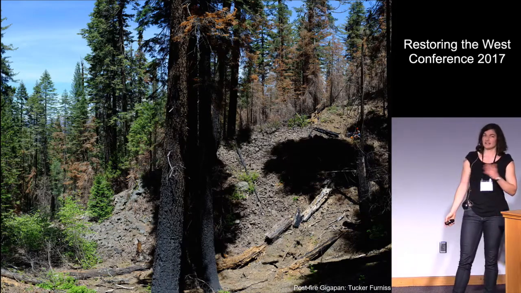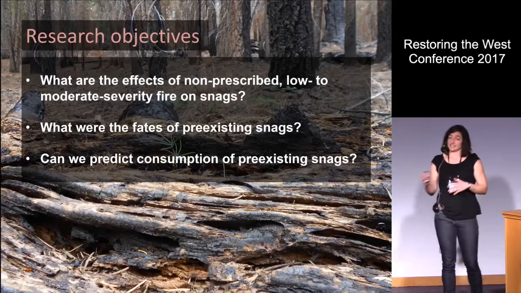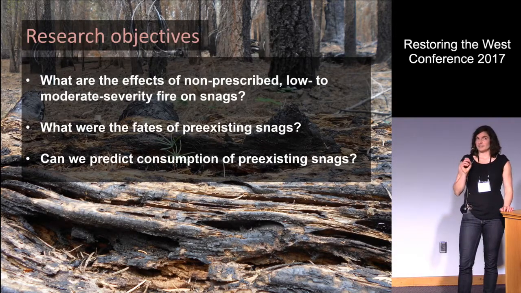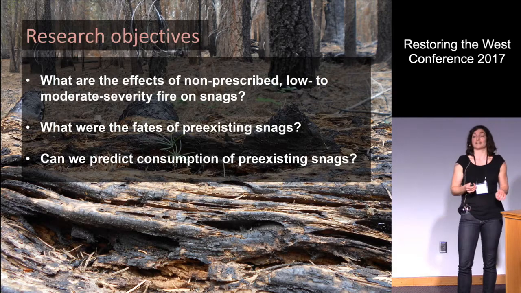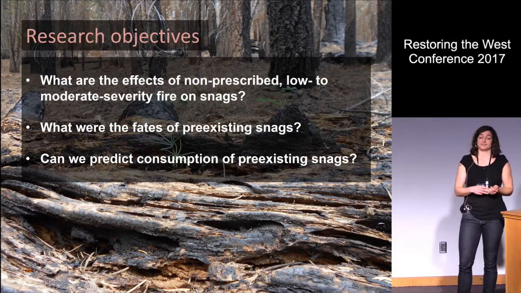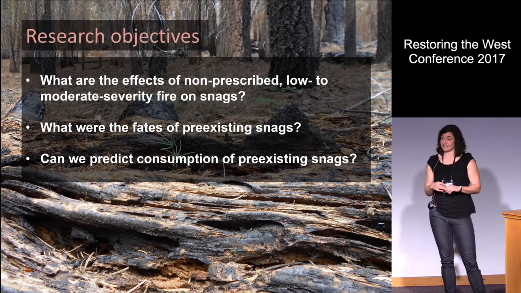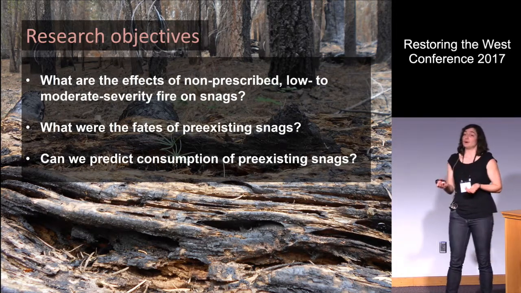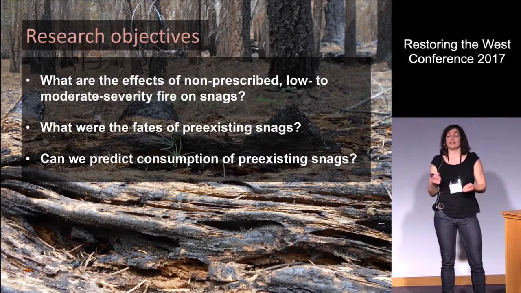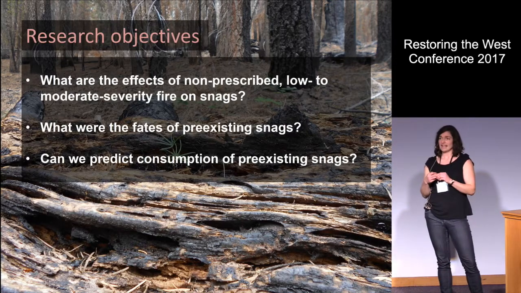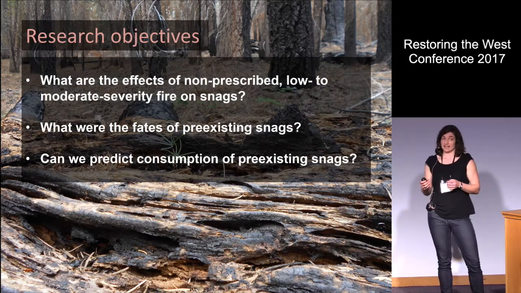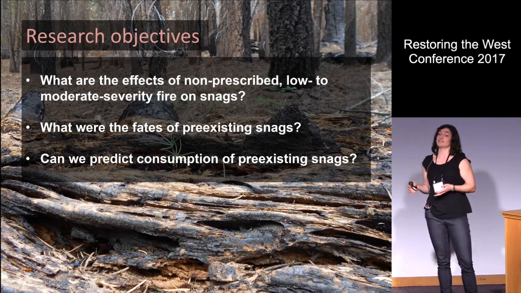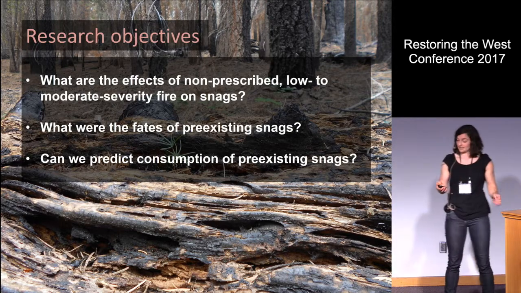So these research needs set the stage for the questions I'm going to address today, which are how a non-prescribed fire of low to moderate severity affects snag demography, what the fates of the pre-existing snags were in that forest, and whether we can develop a model to predict snag consumption based on snag attributes and neighborhood metrics that describe the pre-fire conditions around the snags and also the fire severity in the immediate vicinity of these snags.